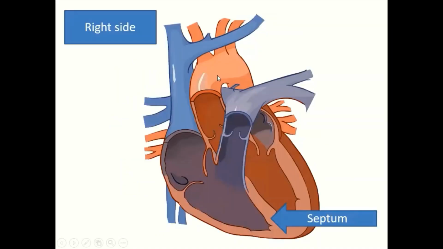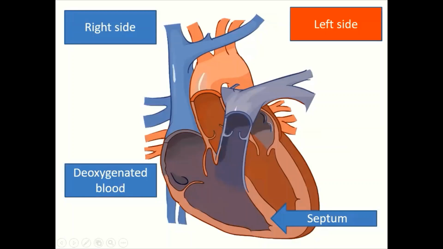So this is the right side of the heart, and this one is the left side of the heart. The right side of the heart contains the deoxygenated blood, or blood rich in carbon dioxide. And the left side of the heart contains oxygenated blood, or blood rich in oxygen. So the right side of the heart receives blood from all parts of the body, while the left side of the heart receives blood from the lungs.